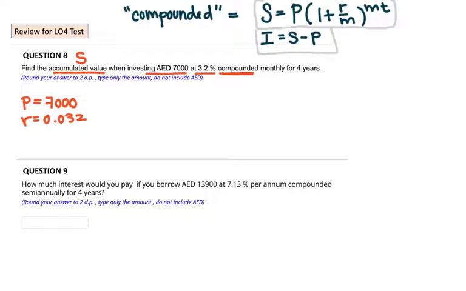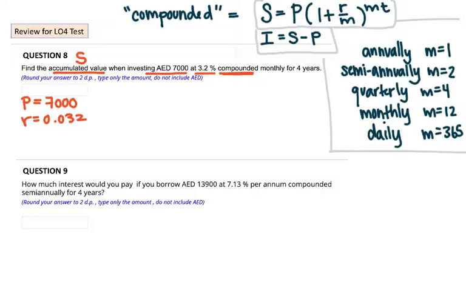So let me just remind you how to figure out what M is. Here are the different ways that banks can compound the money. They can compound annually. That means M equals 1, 1 time per year, the interest is put back on the principal to calculate the next interest payment. If they say semi-annually, that means twice a year, M equals 2. If they say quarterly, that means 4 times a year, M equals 4. Monthly is 12 times a year, M equals 12. Daily means every day, so M equals 365.